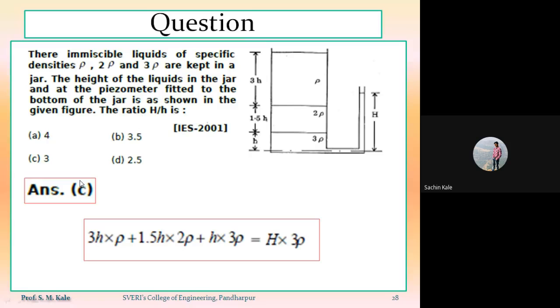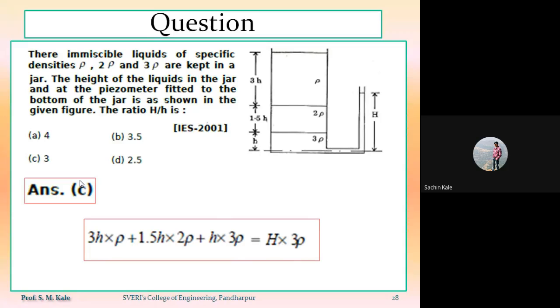Are you getting the explanation? You can give the comment in the comment box whether you are getting the explanation. Remaining students, only 4-5 students are getting the explanation. What about the remaining students? Okay, so that was the answer.